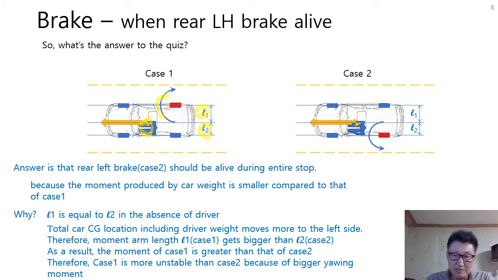This one is bigger than this one because moment arm length is bigger here than moment arm length L2 here. Therefore, case 1 is more unstable than case 2 because of the bigger yawing moment. So, the answer is case 2. The rear left brake should be alive during the entire stop.